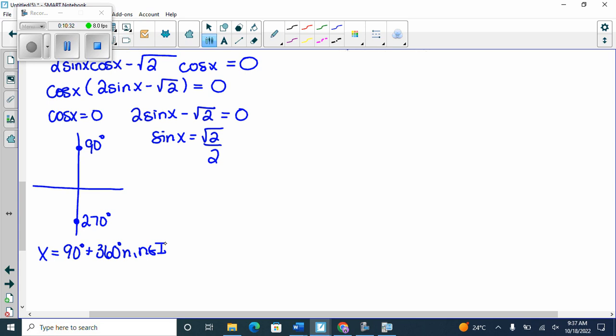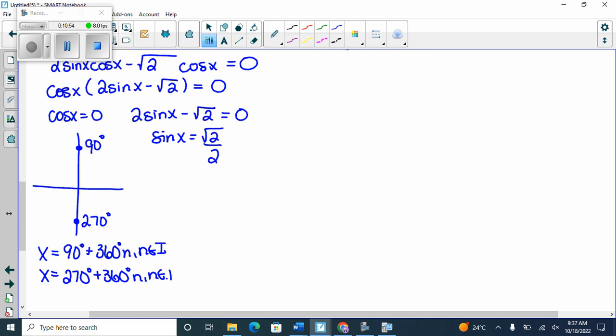You take the original principal angle, you add 360 degrees n to it, and then n is an element of the integers, because the integers are 0, 1, 2, -1, -2. Then we can do our other one, which is 270 degrees plus 360 degrees n, n ∈ I. And that would cover every single one of these.